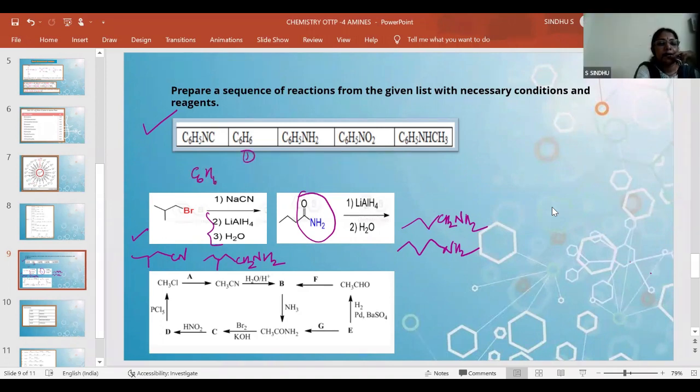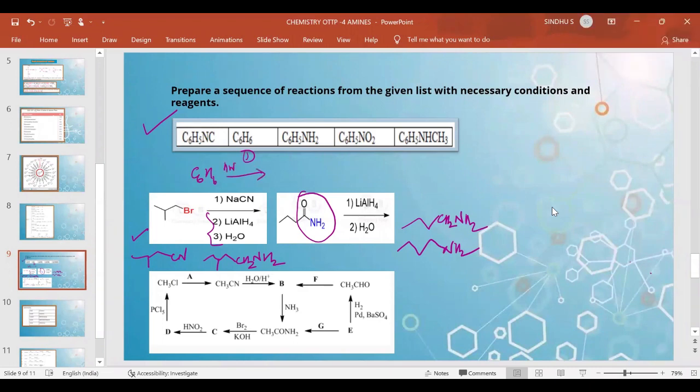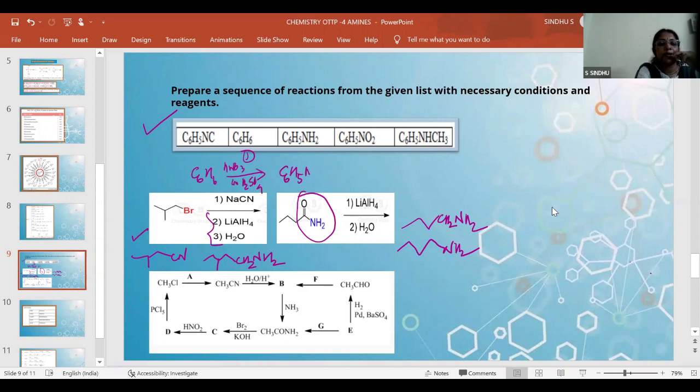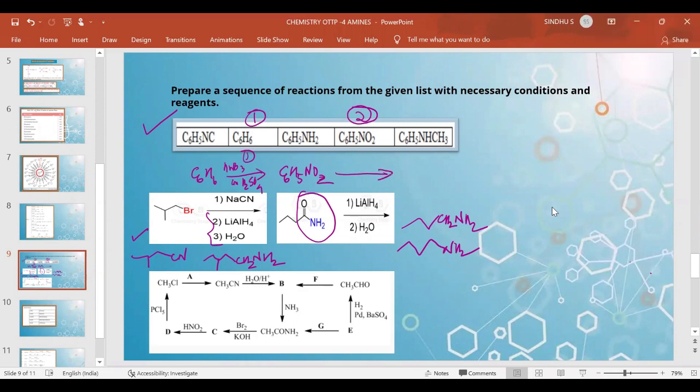So benzene. Nitration, ma'am. Nitration, right, with conc. nitric acid and conc. sulfuric acid. The second thing is our nitrobenzene, right? Yes, ma'am. So benzene we are converting to nitrobenzene with HNO3. From here, nitrobenzene to aniline.